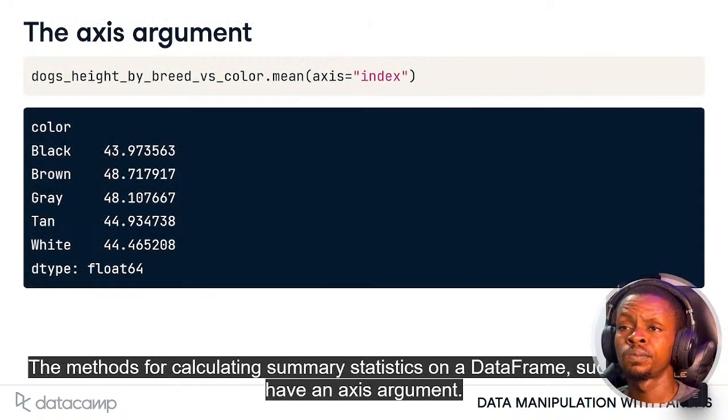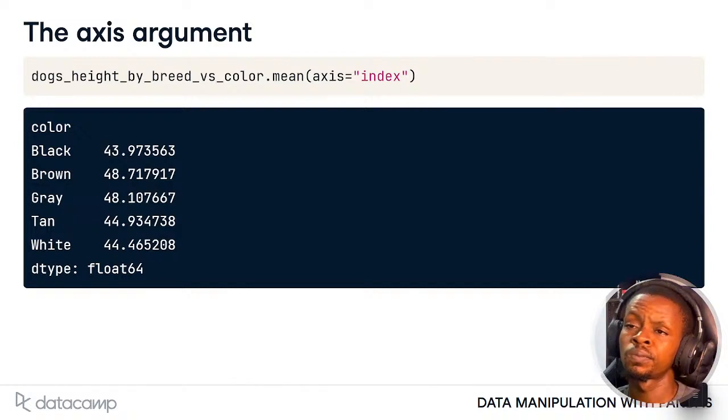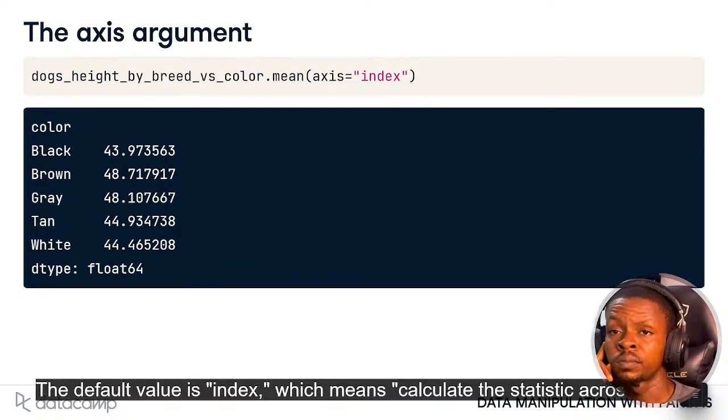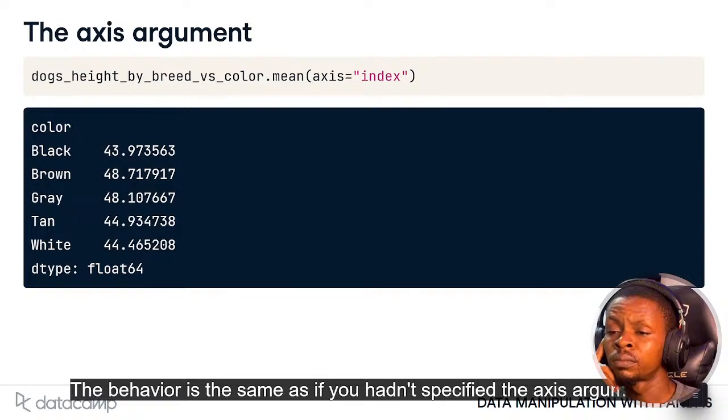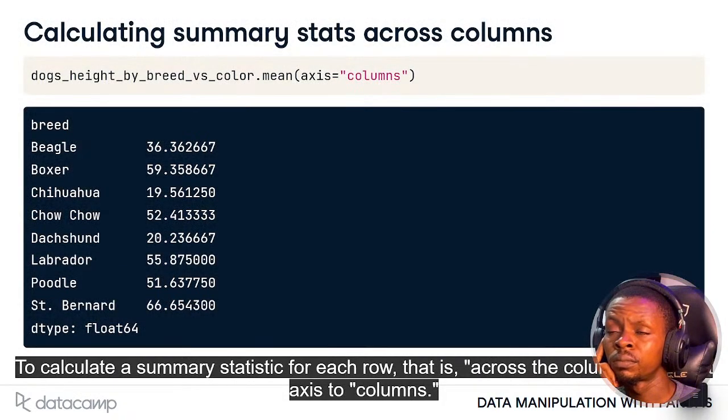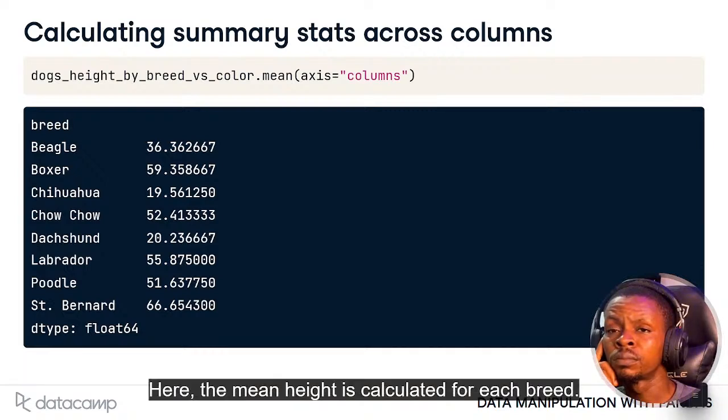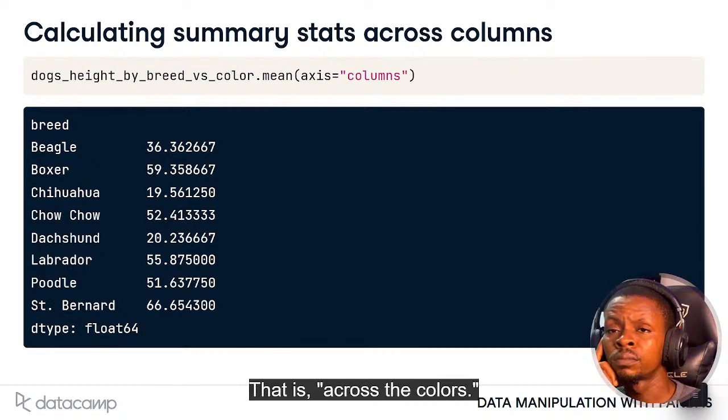The methods for calculating summary statistics on a data frame, such as mean, have an axis argument. The default value is index, which means calculate the statistic across rows. Here, the mean is calculated for each color, that is, across the breeds. The behavior is the same as if you hadn't specified the axis argument. To calculate a summary statistic for each row, that is, across the columns, you set axis to columns. Here the mean height is calculated for each breed, that is, across the colors.